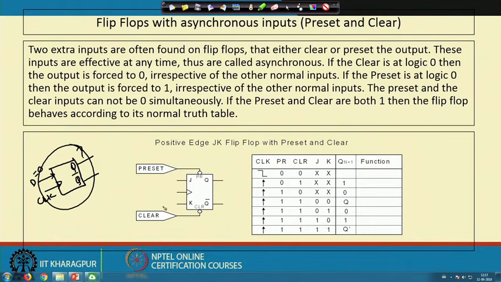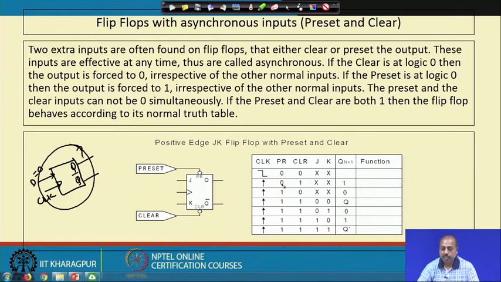We want Q and Q bar to always be complementary. If we just switch on the circuit, we do not have any control, and Q and Q bar can pick up any value. Now, how can we control it? For that purpose, most of the flip flops that we have studied come with two extra controls which are asynchronous in nature. One is known as preset, another is known as clear.